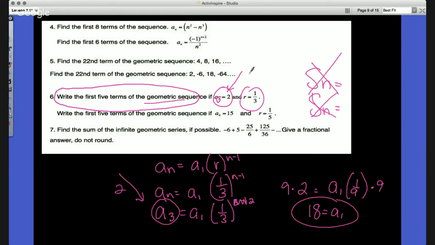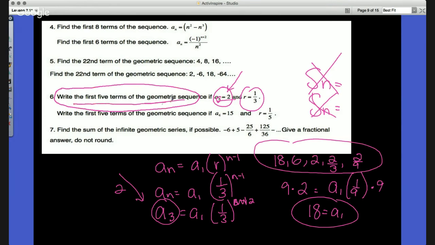Now, remember, the common difference in arithmetic is adding and subtracting, whereas in geometric, we multiply by the same value continually. So in this one, we can multiply by 1/3. 18 times 1/3 gets me 6. Times 1/3 gets me 2, which matches up with my third term being 2. Multiply by 1/3 to get 2/3. Multiply by 1/3 to get 2/9. So my 5 terms were: 18, 6, 2, 2/3, and 2/9.